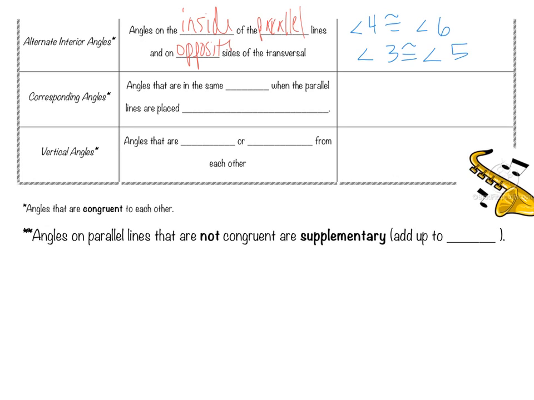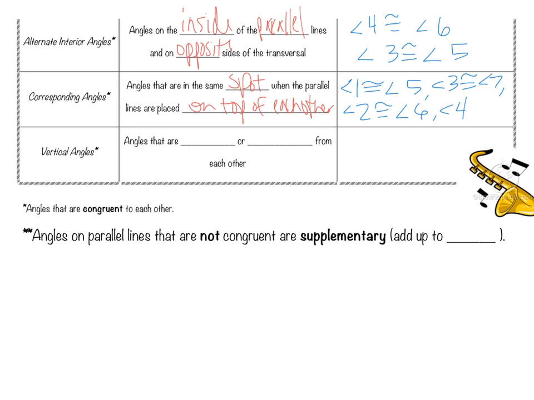So examples of that would be angle 4 is congruent to angle 6, and angle 3 is congruent to angle 5. Corresponding angles are angles that are in the same spot when the parallel lines are placed on top of each other. So examples of that would be angle 1 is congruent to angle 5, angle 3 is congruent to angle 7, angle 2 is congruent to angle 6, and angle 4 is congruent to angle 8.